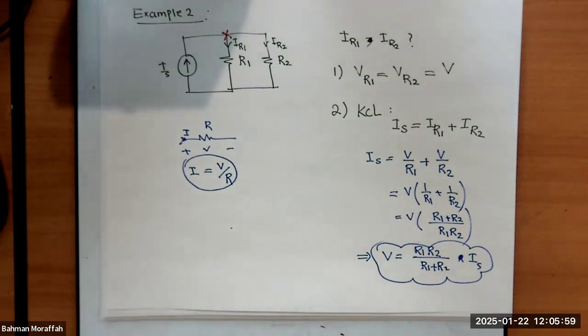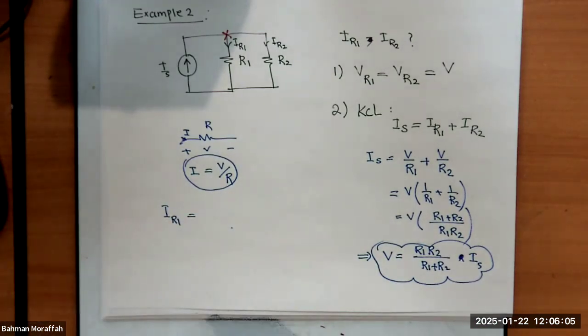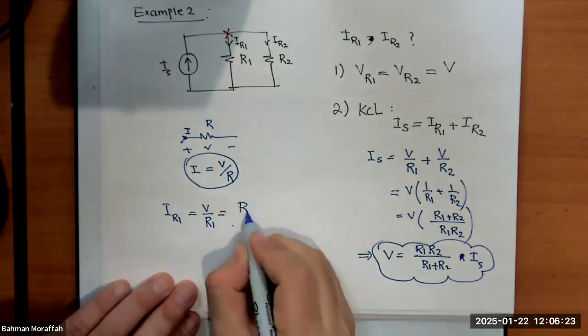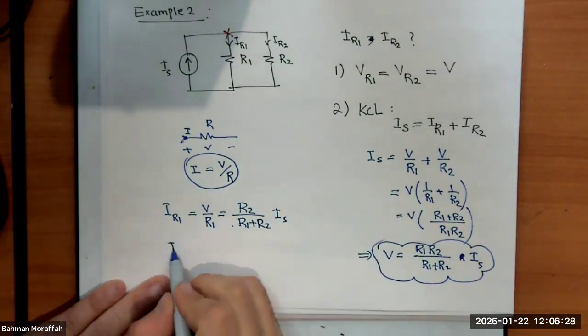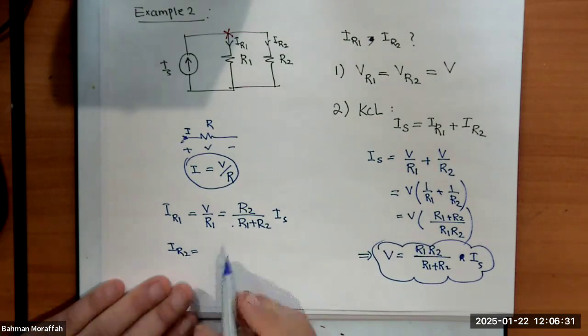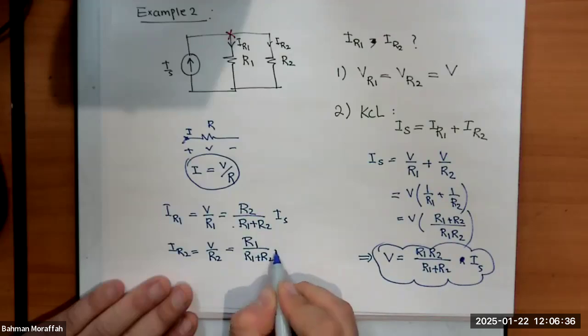Now I have V. I know exactly what I of R1 is. It's V divided by R1. But I already know V. V is this guy. I have to divide this thing by R1. What happens if I do that? Well, R1 and R1 cancel. So what I get is R2 divided by R1 plus R2 times IS. I can do the same thing for R2. So it's V over R2, which is R1 divided by R1 plus R2 times IS.